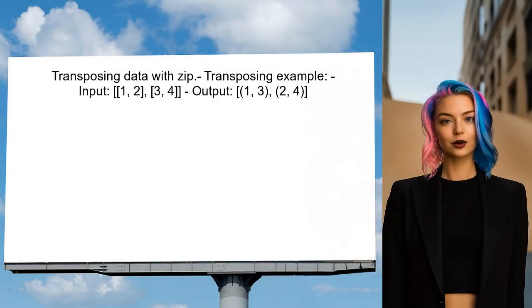When the user calls zip with unpacked res, it effectively transposes the data. This means that the first elements of each inner list are grouped together, the second elements are grouped together, and so on.